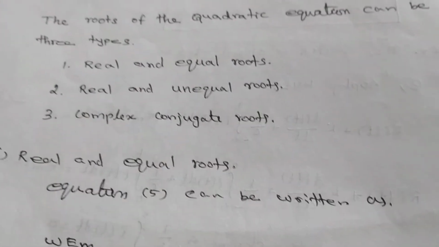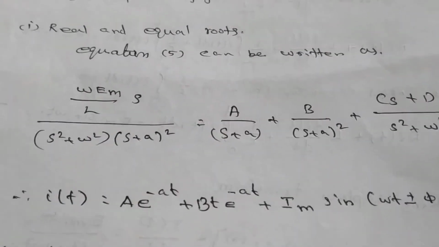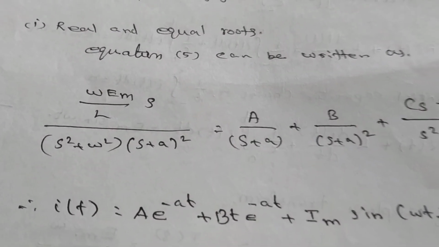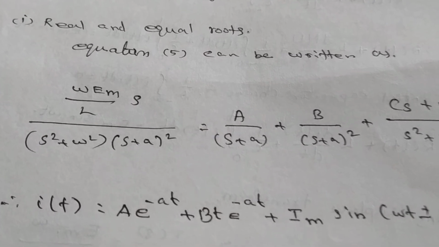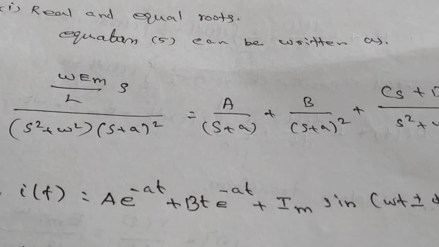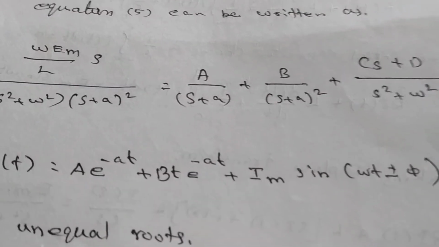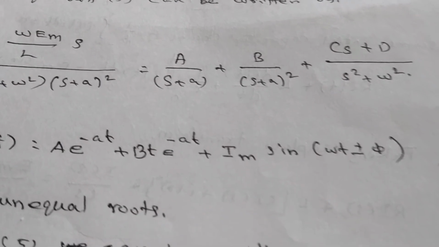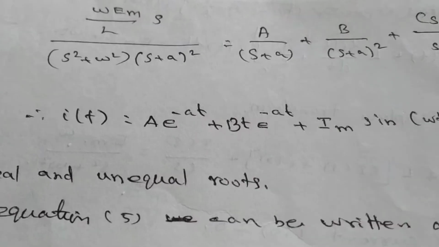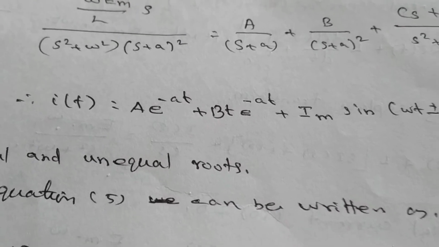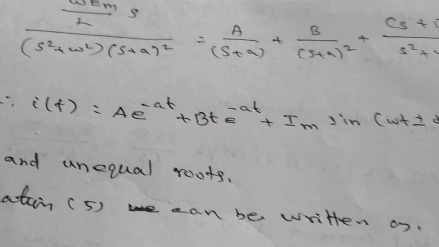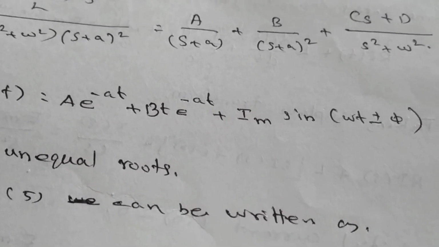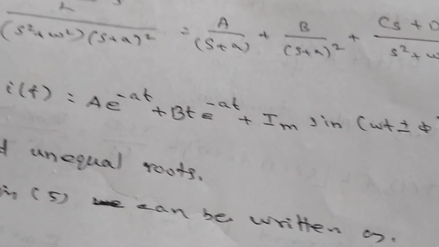The first is real and equal roots. Equation 5 can be written as omega E m divided by L into s, over s square plus omega square into s plus a whole square, which equals A divided by s plus a, plus B divided by s plus a whole square, plus C s plus D divided by s square plus omega square. Therefore the transient current is i of t equals A e to the power of minus a t plus B t e to the power of minus a t plus I m sine of omega t plus or minus pi, where pi is the angle.